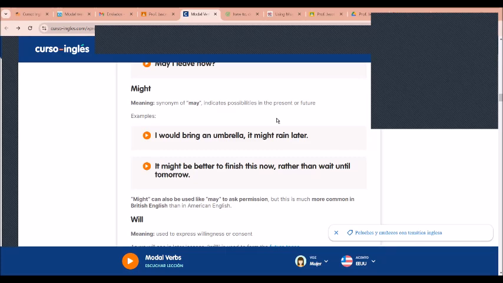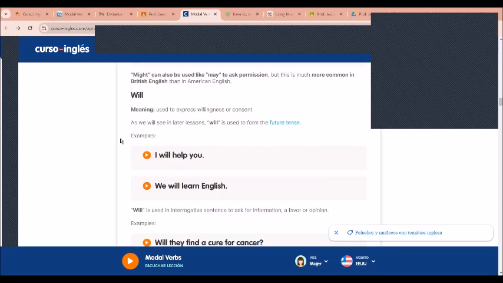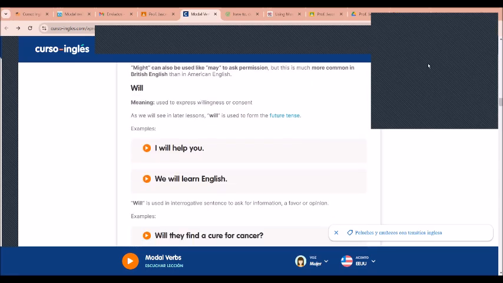All right? Now, what about will? Let's go in another direction. Here, we're going to look a little bit differently. Vetsaira, let's start with will. Yes, teacher. Meaning, used to express willingness or consent. As we will see in later lessons, will is used to form the future tense. Examples: I will help you.